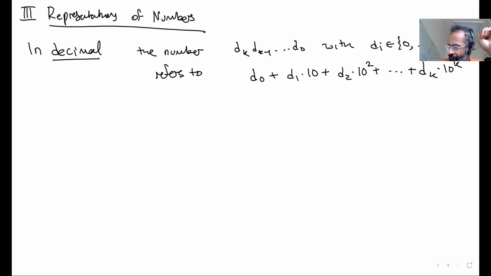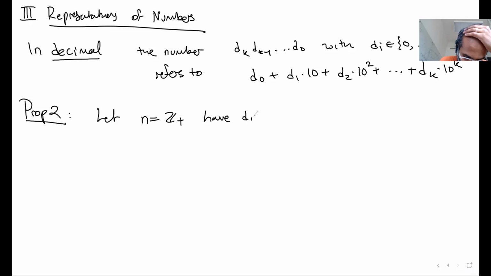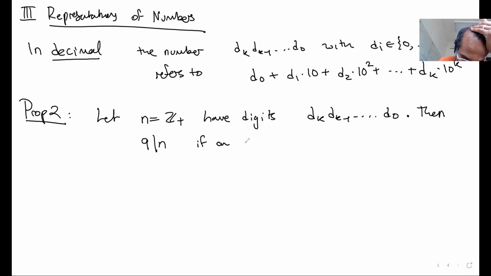And so I want to prove one cool fact about divisibility that becomes clear when you use modular arithmetic, that you may have heard of before. So here's a proposition, proposition 2. Let n be a positive integer, and suppose its digits are d_{k-1} all the way up to d_0. Then the number is divisible by 9 if and only if the sum of these digits is divisible by 9.